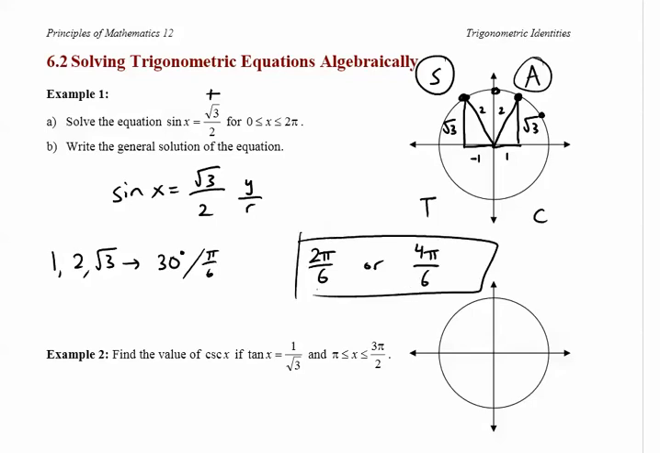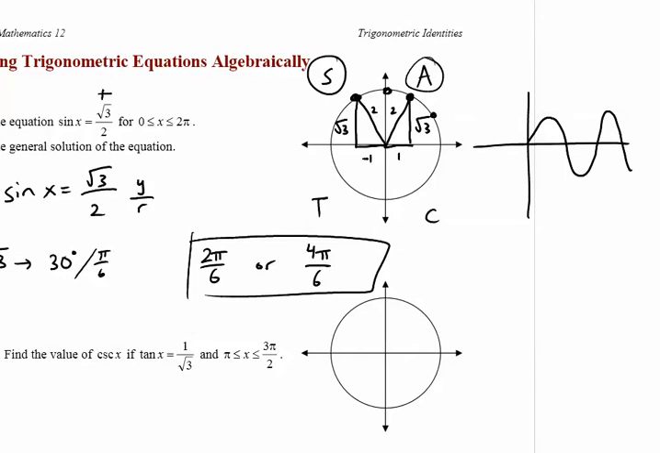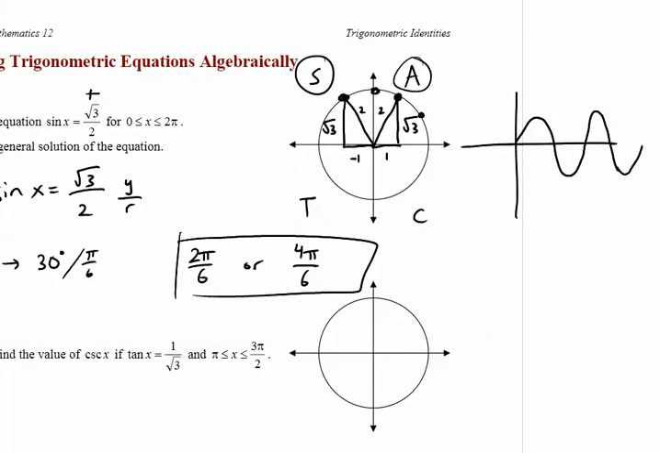To find the general solution, I know that this is going to repeat many times. If I draw this on a graph, then really the sine function looks like a wave, starting at the middle, going up, keeps going like that forever. It repeats. I want to know where is that equal to root 3 over 2, which is about 0.866. So I found the first two crossing points as being 2 pi over 6 and 4 pi over 6.